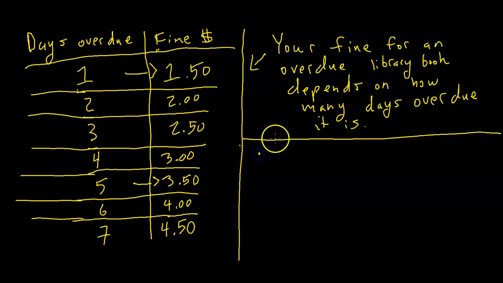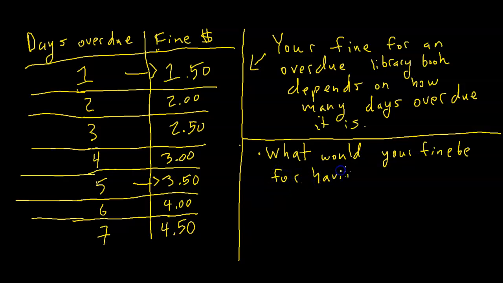Let's say we were asked, what would your fine be for having, let's say, 4 days overdue? Well, we're going to look and see what is the output associated with the input 5. Sorry, what is the output associated with the input 4? And we can see here that 4 days overdue causes you to have a fine of $3. So the input in this function 4 produces the output 3.